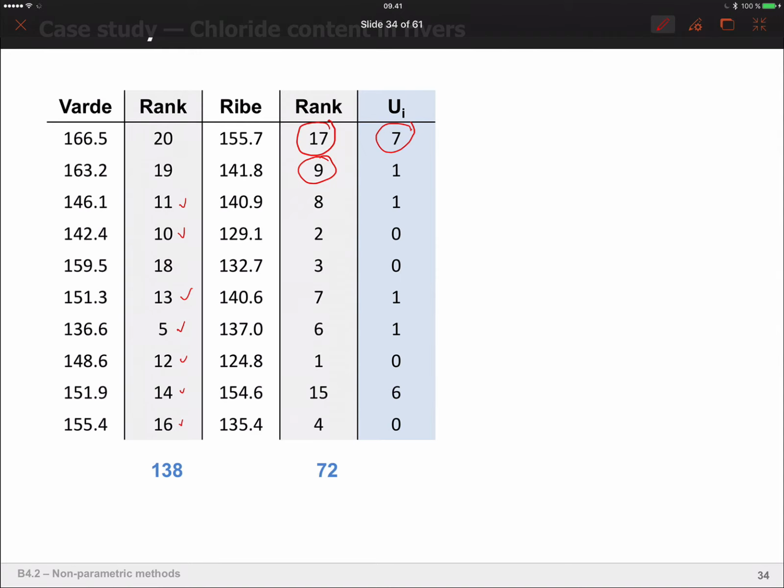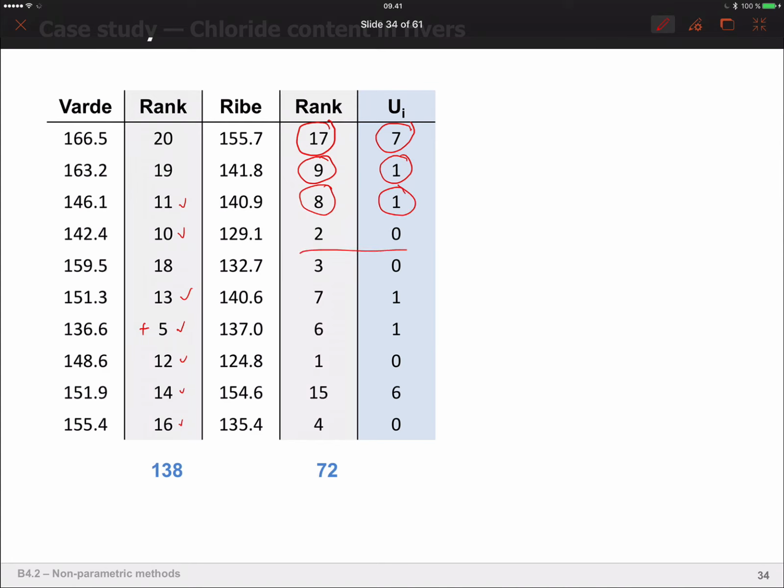So 20 is larger, 19 is larger, 11 is larger, 10 is larger. So we have only one value, it's this one, right? So only 5 is smaller than 9. So we make it 1. Then the next one is 8. Again, we count how many values. It's the same 5, so it will be 1.